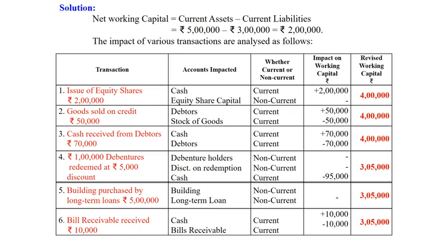Next transaction, bills receivable received rupees 10,000. So bills receivable received means cash is received, cash is coming in the place of bills receivable. Bills receivable are getting down and cash is coming in. Both are current assets. Current asset and current asset transactions will not affect working capital. Therefore no change in working capital.